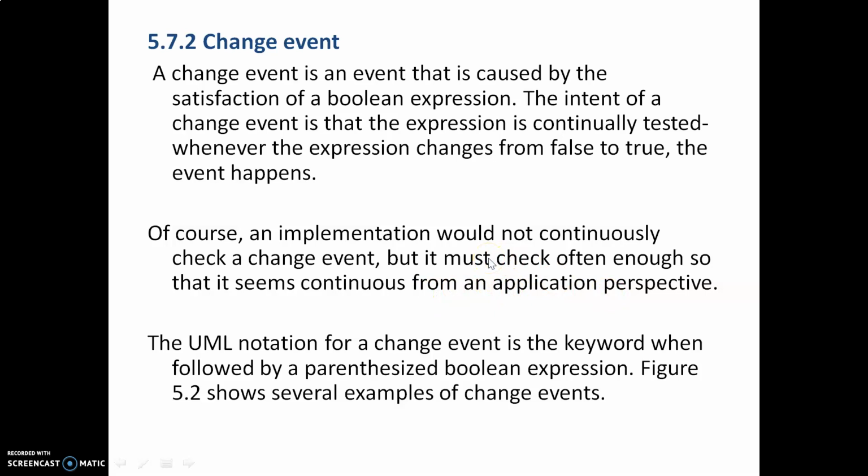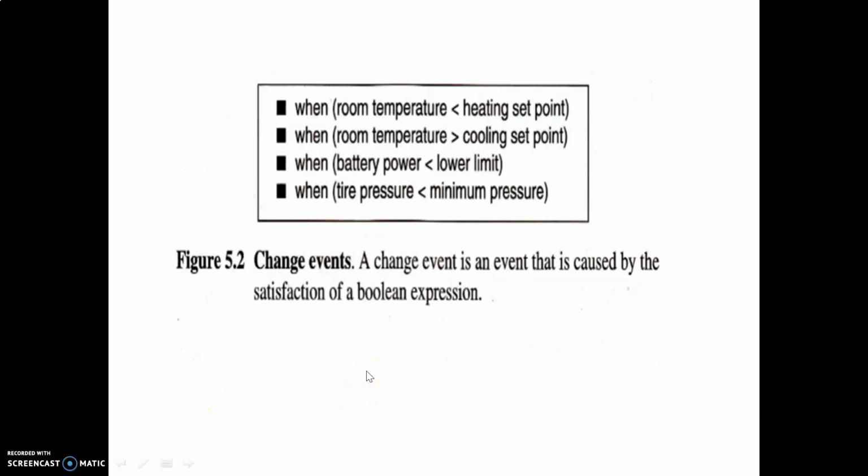In a program, if you're checking for some particular condition to occur, it may so happen that it happens at a later point of time. But there should be some regular timing at which you're checking the particular condition. The UML notation for a change event is the keyword when followed by a parenthesized Boolean expression. So the keyword is when, and we are talking of a Boolean expression. Let us see an example of this.